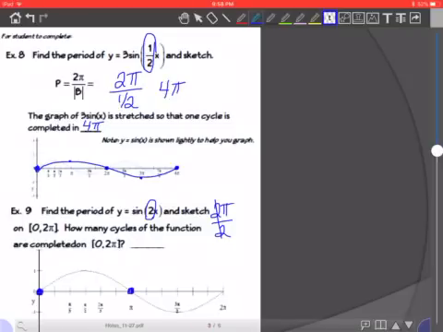So I put my endpoints at 0 and pi. Between those two, I know that it's also going to cross in the middle. So I put a dot at pi over 2. Between the first 2 points, it goes up. Between the second 2 points, it goes down. And connect the dots.